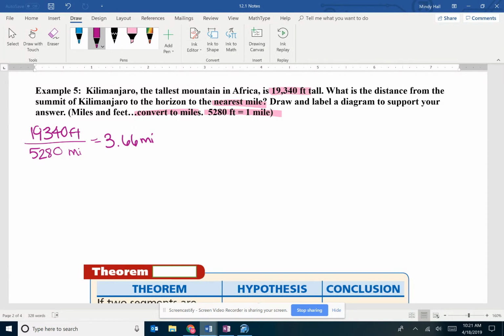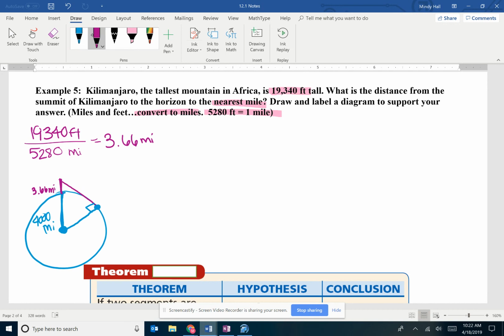So then, we are going to draw our picture. So we have Earth. We have our radius. Whenever you have a problem that talks about how far it is off of Earth and you need the measurement, just always use 4,000. But then this mountain goes up 3.66 miles. And then we're going to look at the horizon. And when I do that, I know that this makes a 90-degree angle.